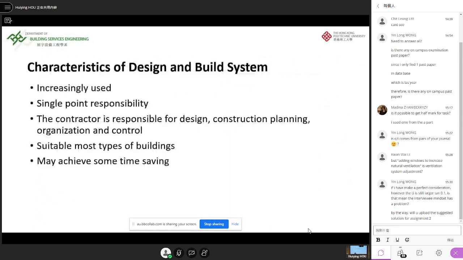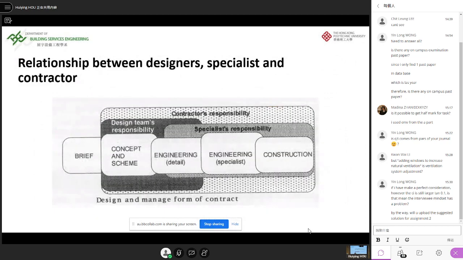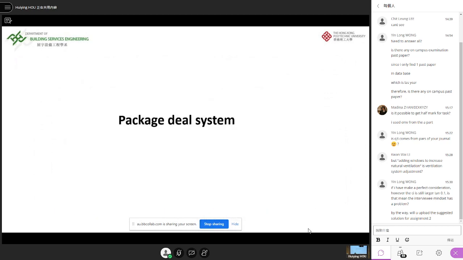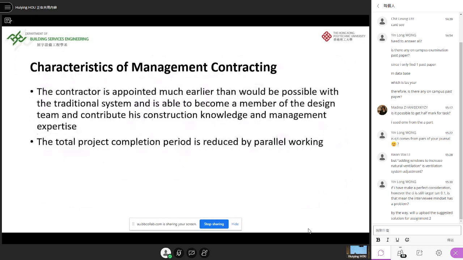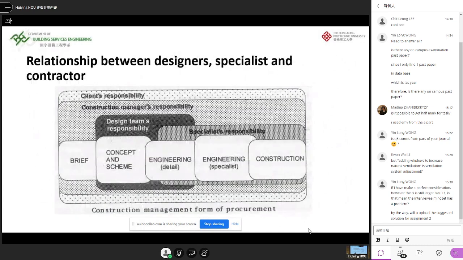Build and design system. In this system, the construction company or maybe the project team have a say, and usually they are in charge of the project. So, package deal system, right? Management contracting system. Understanding these systems helps you to understand the evolvement of procurement over time.